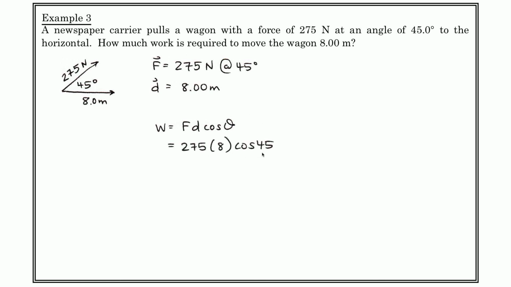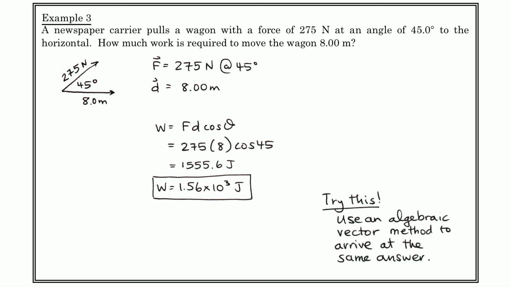We can substitute our values in, and we get 1,555.6 joules, and we correct for significant figures. So this is an alternate method, but just to make sure you understand, use an algebraic vector method to arrive at the same answer. Because again, this force, which is directed at 45 degrees, there's only one component of this force that does any work.